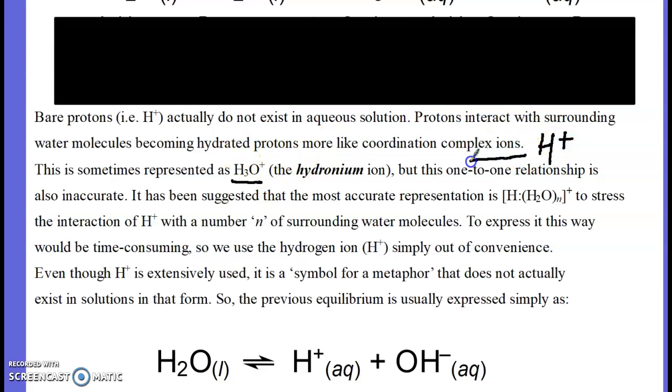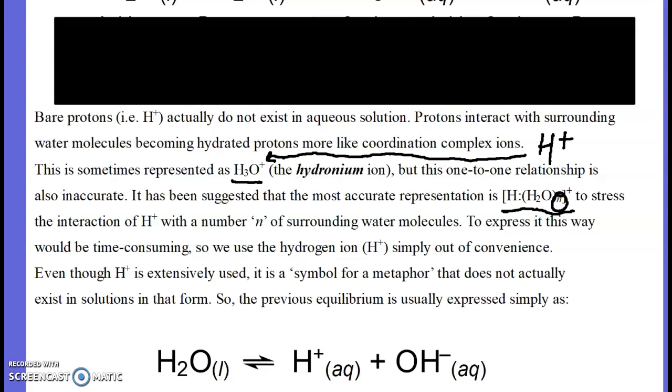But H plus is one way to simplify it. H3O plus. This is actually a simplification as well. It's not a one-to-one ratio. Okay, and let me show you exactly what's happening here. The most accurate representation is probably something like this, where there's some number of water molecules that are surrounding those H pluses or those H3Os.